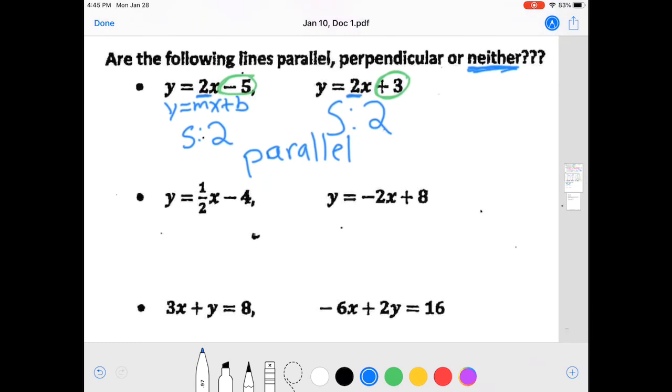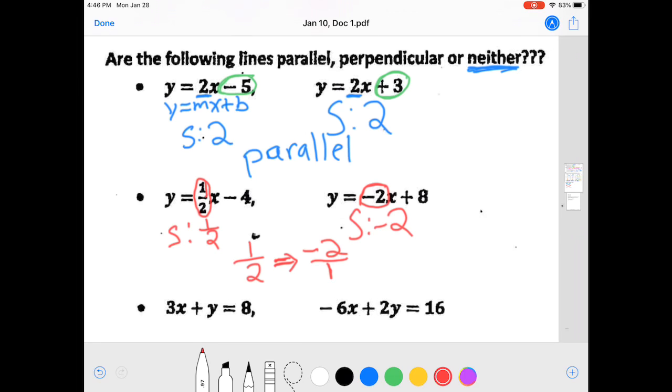Now for the next one, we're going to identify our slopes. So this one is already in slope-intercept form, so my slope is 1 over 2. My second one is already in slope-intercept form, so we have -2. Are these the same? No, so it's not parallel. We're going from +1/2 to -2. And I'm going to change that whole number into a fraction so I can see how it's changing from the first one to the second one and see if it's perpendicular.